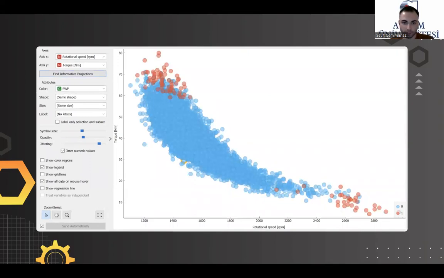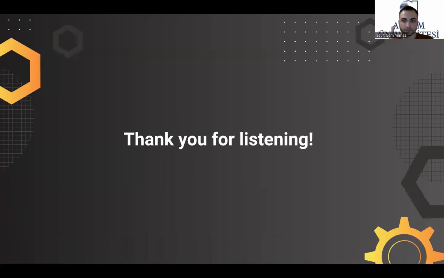Again, we have another plot here. On the x-axis, rotational speed in RPM, and on the y-axis, torque in Newton meters. And in the max points of this graph, we can say that power failure will occur at the max points of these x and y axis values. Thank you very much.